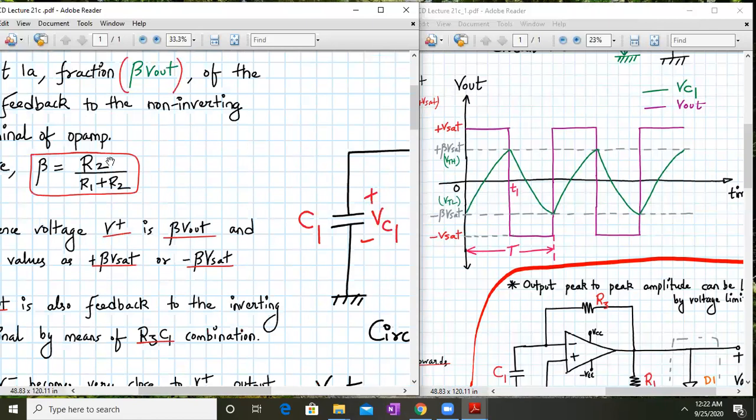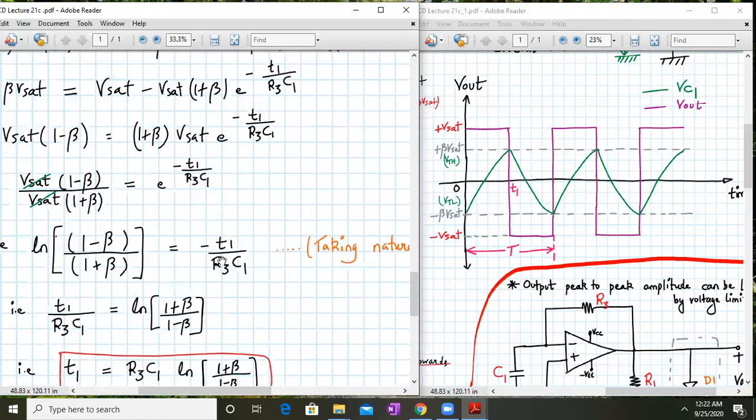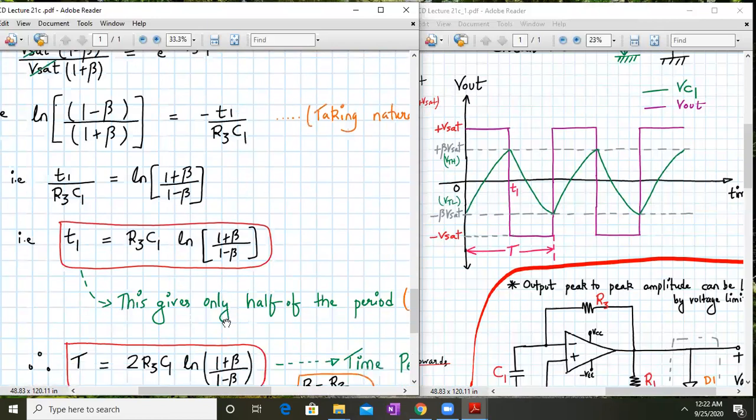So yeah, beta is given by R2 upon R1 plus R2. Now let us go back to the derivation. If you see carefully, this 0 to T1 is the half period. As you know, it's a square wave. So basically, this half and this half will be equal.